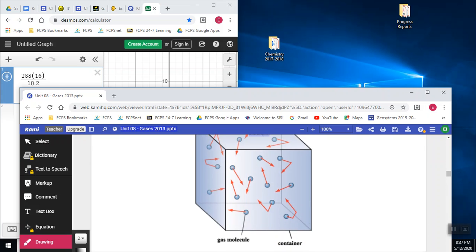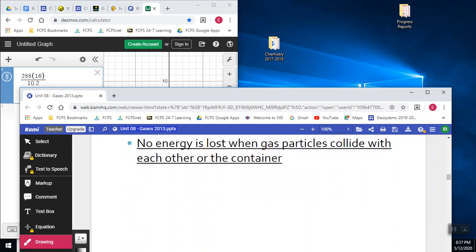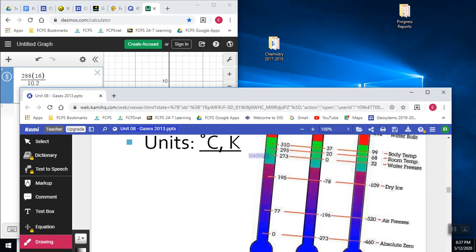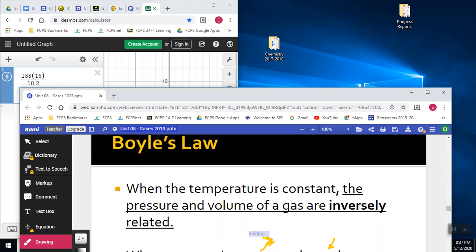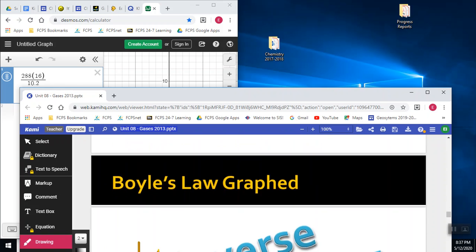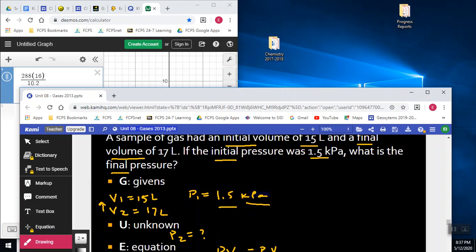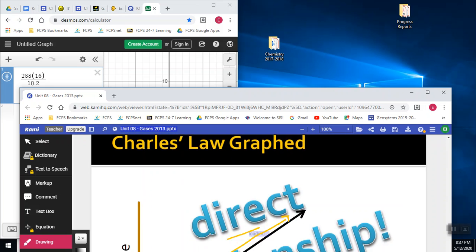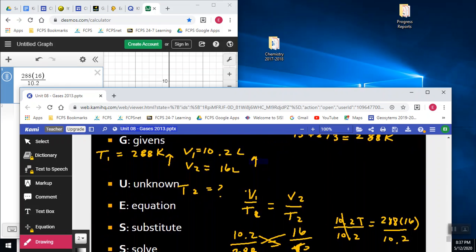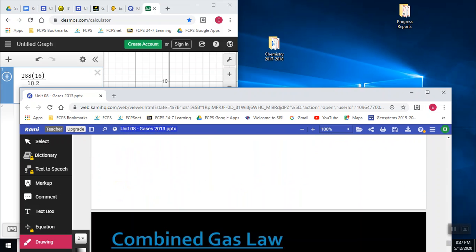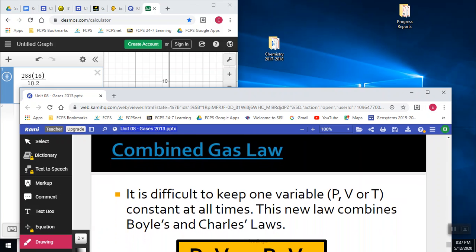Those are the 5 laws that you want to remember about how gases are going to act. Those are the things you want to keep in mind. We have Boyle's Law and Charles' Law, and then you can actually combine these together. We'll talk about that next.